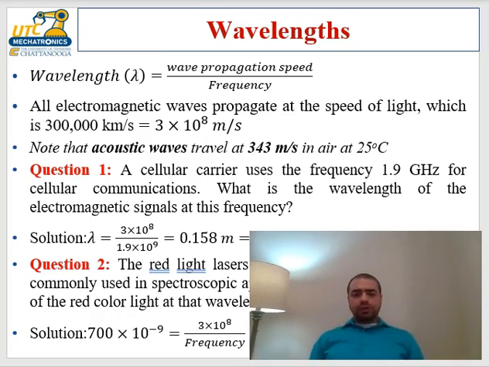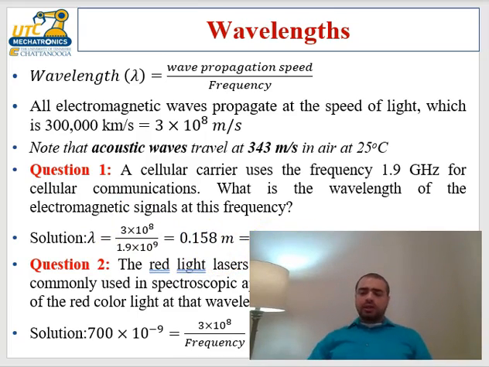So again, the wavelength, lambda, is equal to the speed of light, c, divided by the frequency. The speed of light, you should memorize it. It's 3 times 10 to the power 8 meters per second, divided by the frequency, which is 1.9 gigahertz. Giga is a billion hertz, so 1.9 times 10 to the power 9. If you do the division, you will get 0.158 meters, which is 15.8 centimeters.